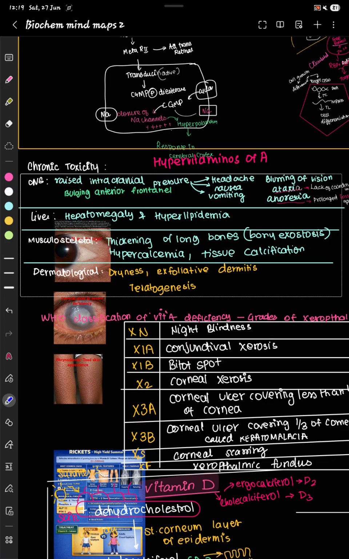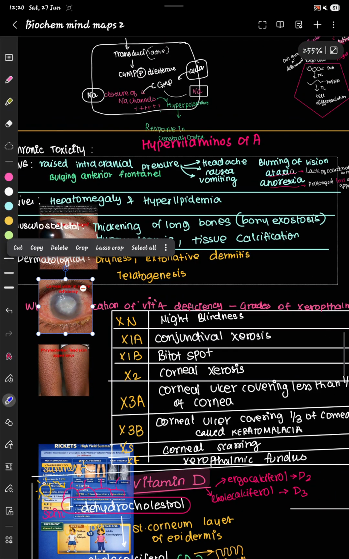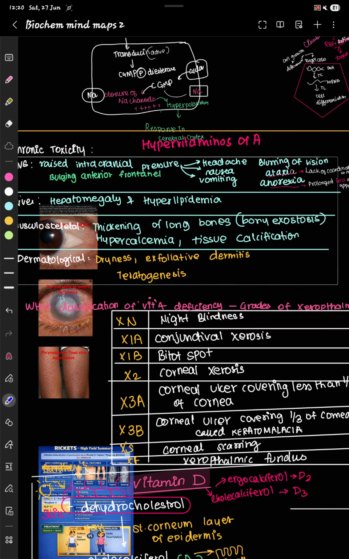Now musculoskeletal: there is thickening of long bones and there is bony exostosis, hypercalcemia, and tissue calcification. Dermatologically, there is dry skin because of the excess secretion and deposit of keratin, exfoliative dermatitis, and it forms phrenoderma. What are the WHO classifications of vitamin A deficiency?